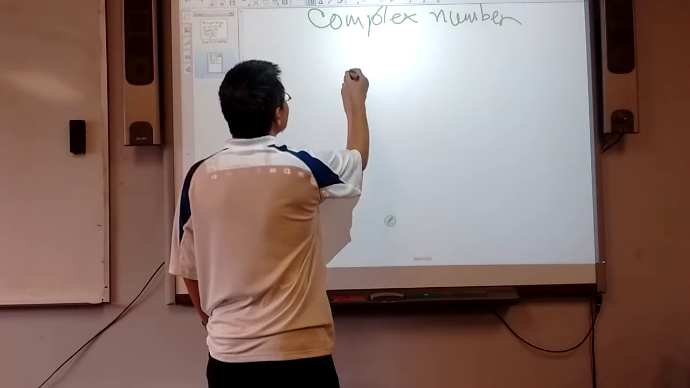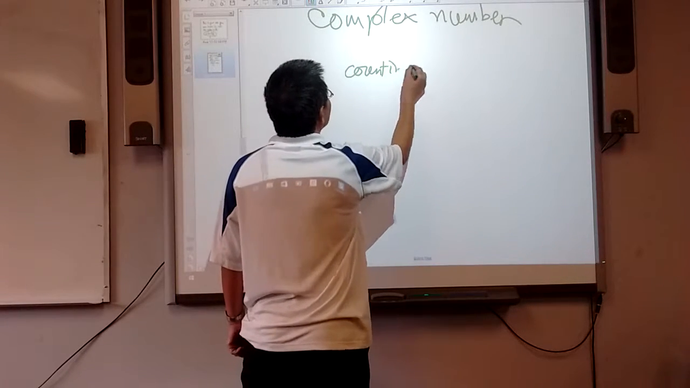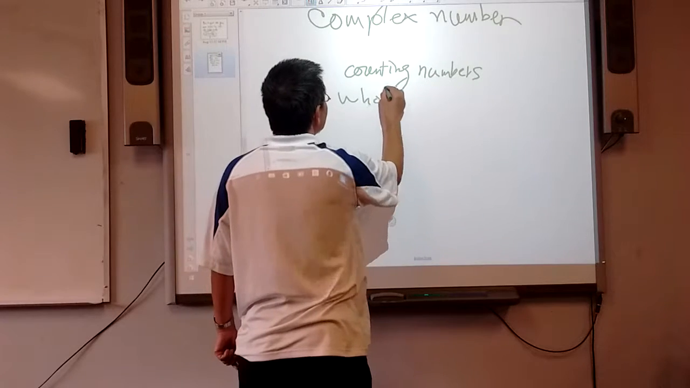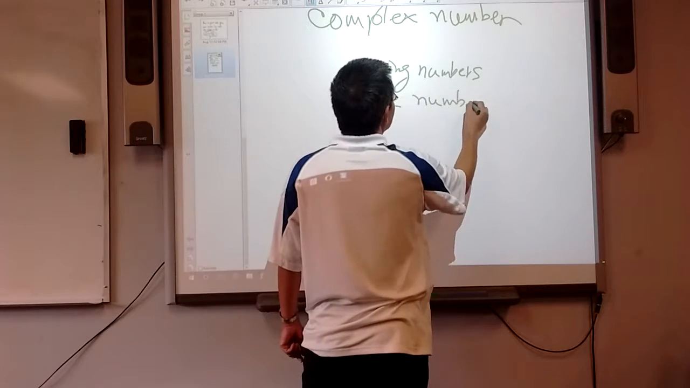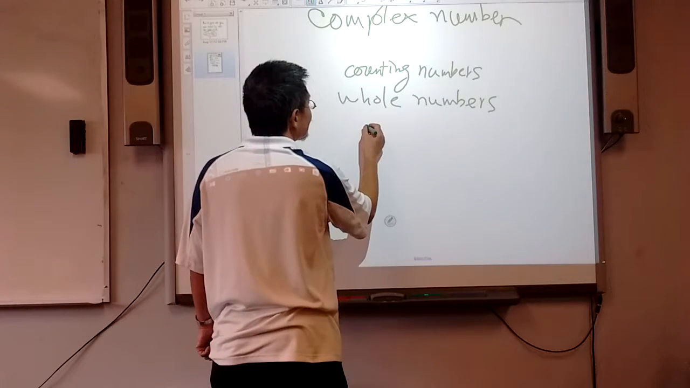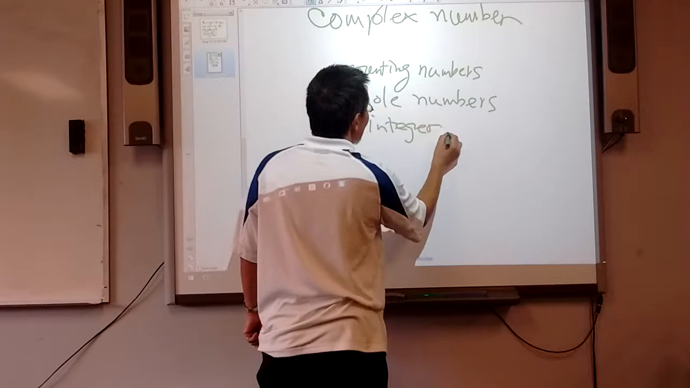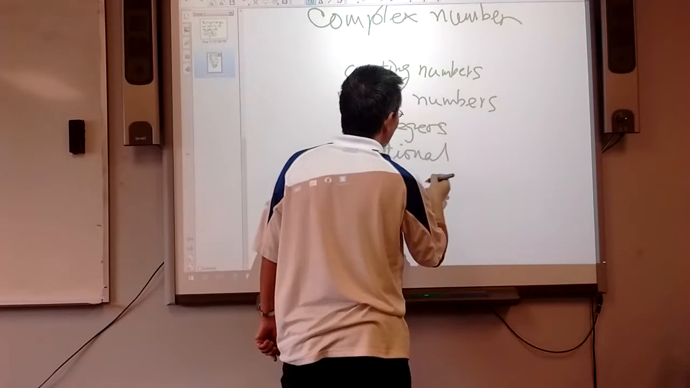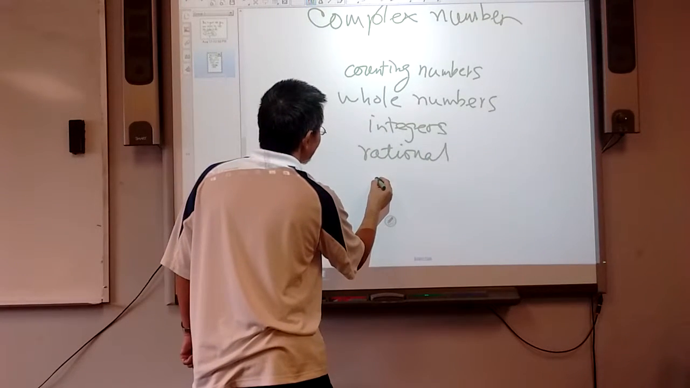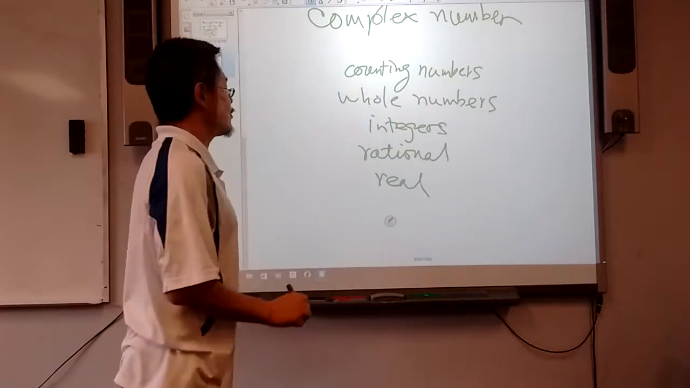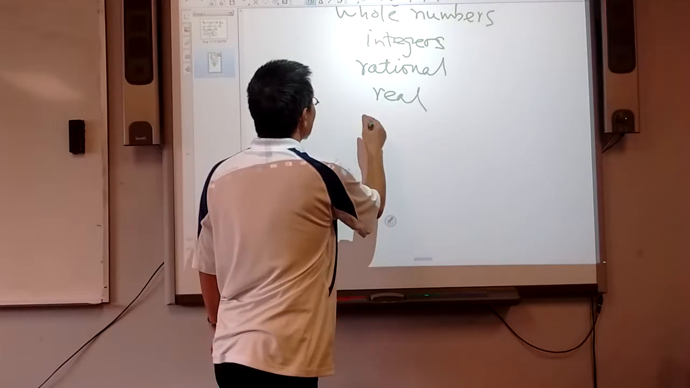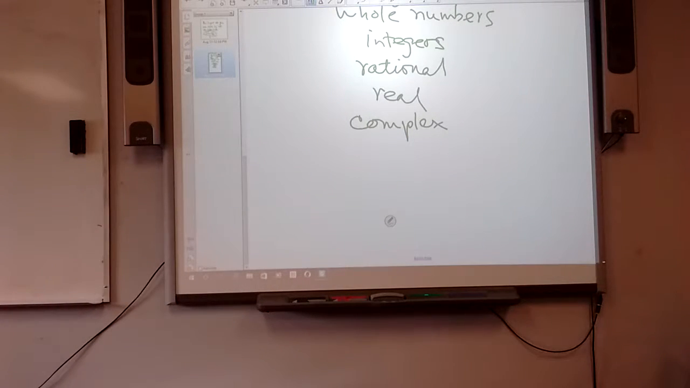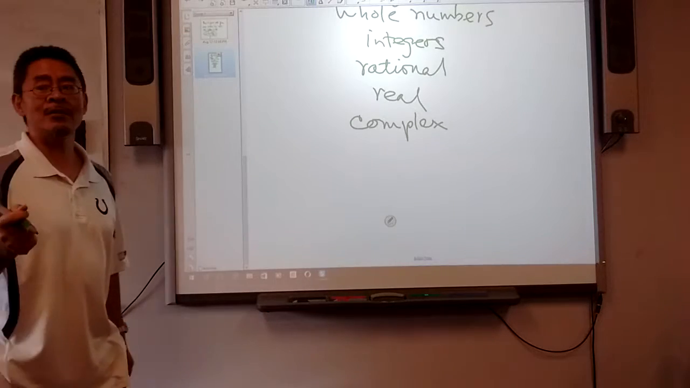Okay, so we start with counting numbers. Then we got whole numbers. And from whole numbers we have integers. And from that we have rational numbers. So each time we grow bigger. And then irrational numbers. Real numbers, so each set becomes bigger. Real includes rational and irrational. And the next one is complex. As far as we go, that's the number sets we have. That's pretty much a quick overview of those numbers.